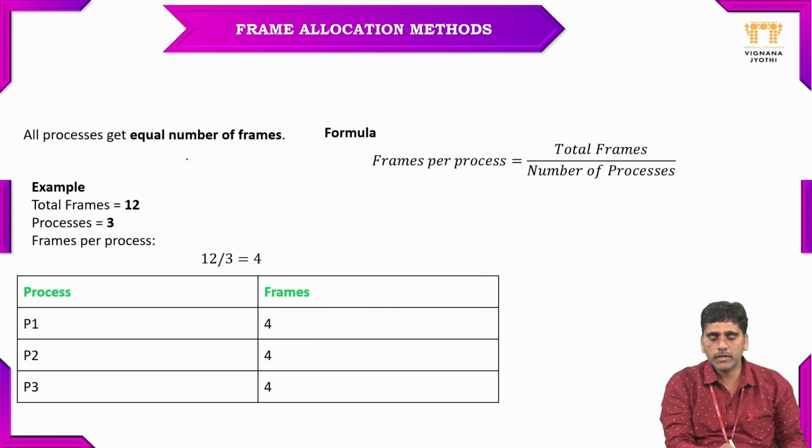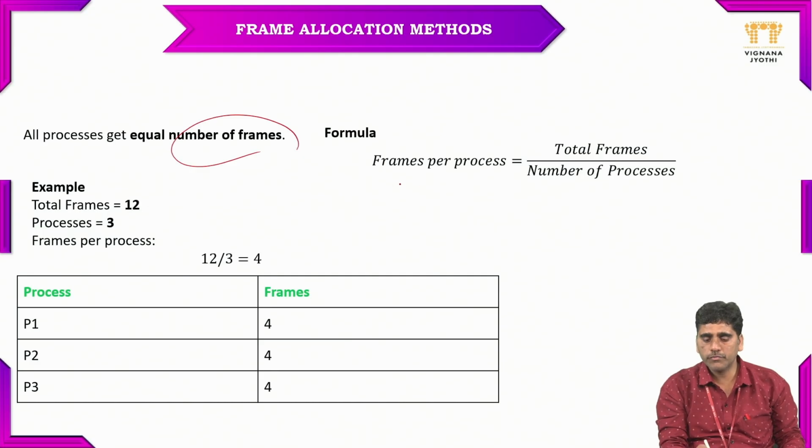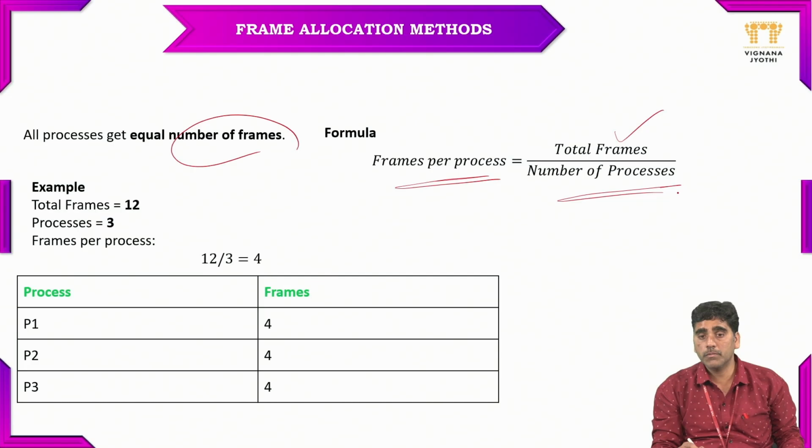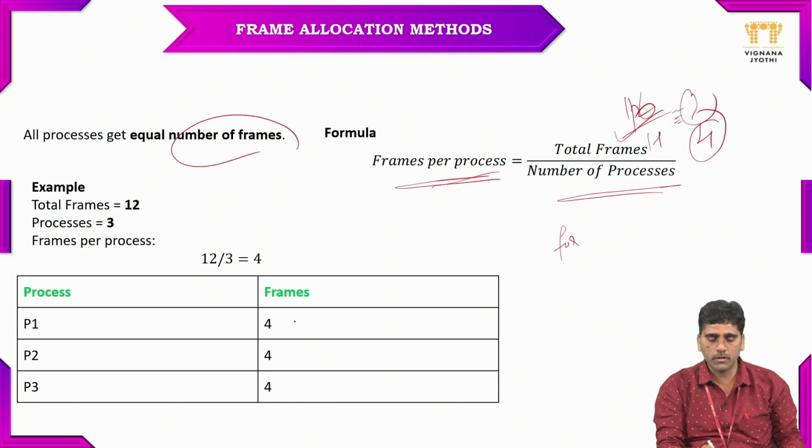So here all processes get an equal number of frames. The formula is: frames per process equals the total number of frames divided by the number of processes. With 16 total frames and 4 processes, that gives 4 frames per process. For each and every process, 4 frames are available. In the other example, for P1 4, for P2 4, for P3 4, because 3 processes are available and the total frames are 12. So 4, 4, 4, equally distributed for each and every process.